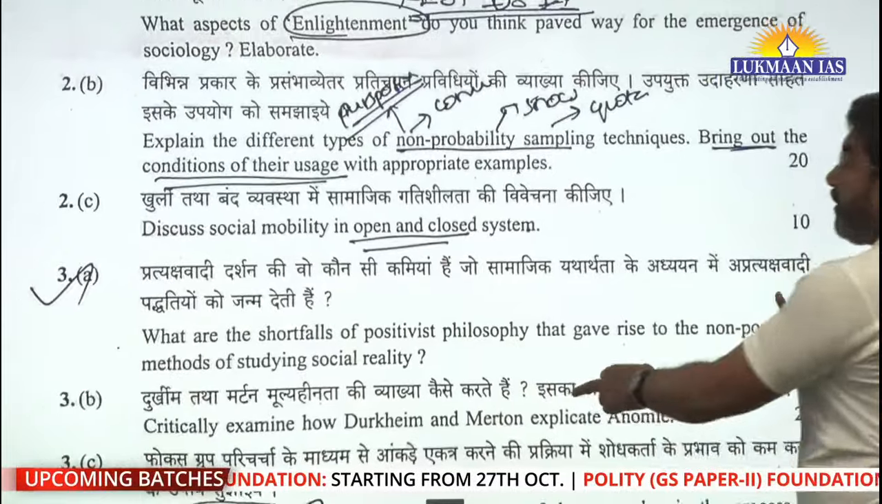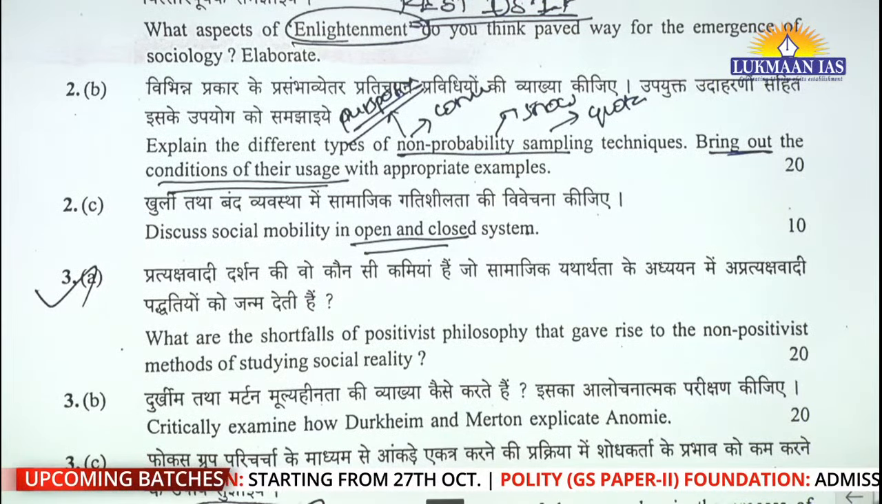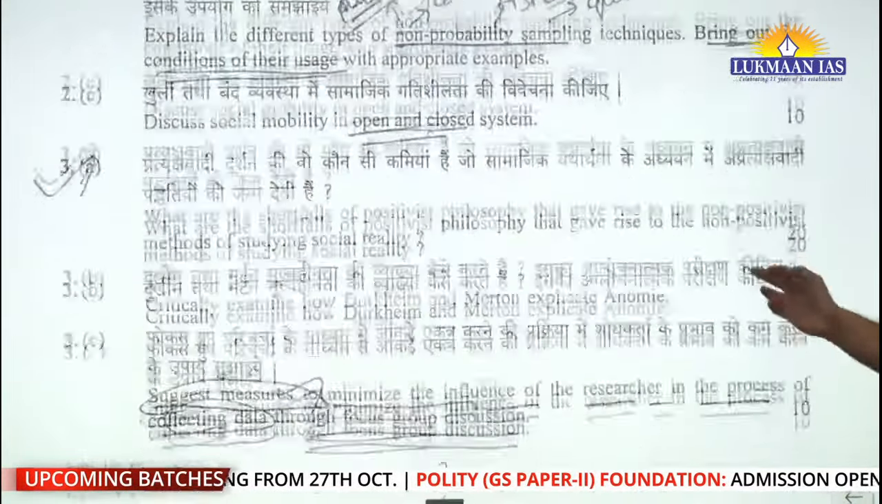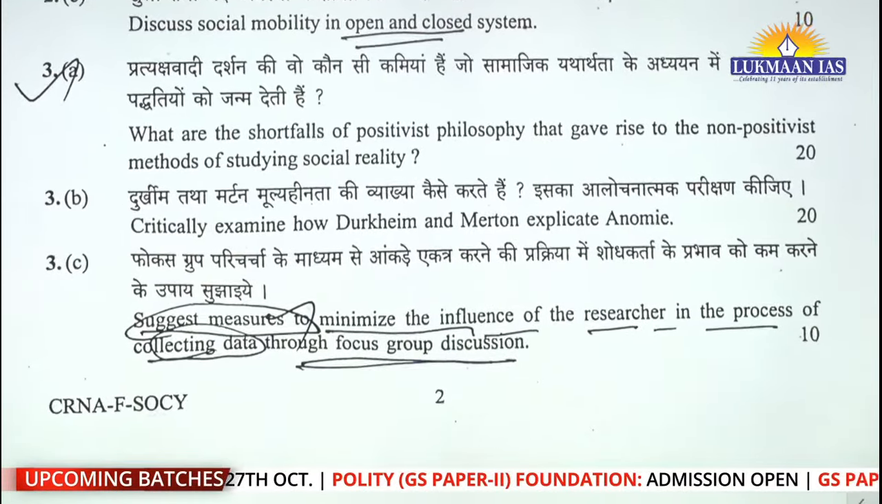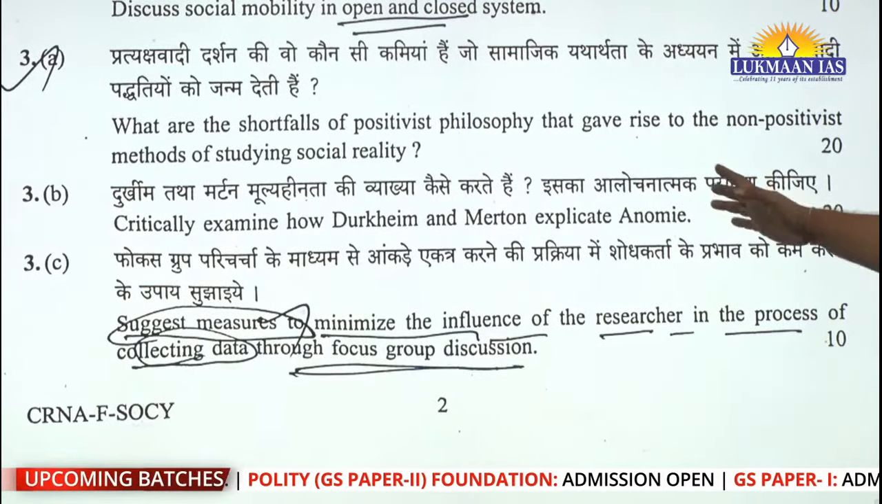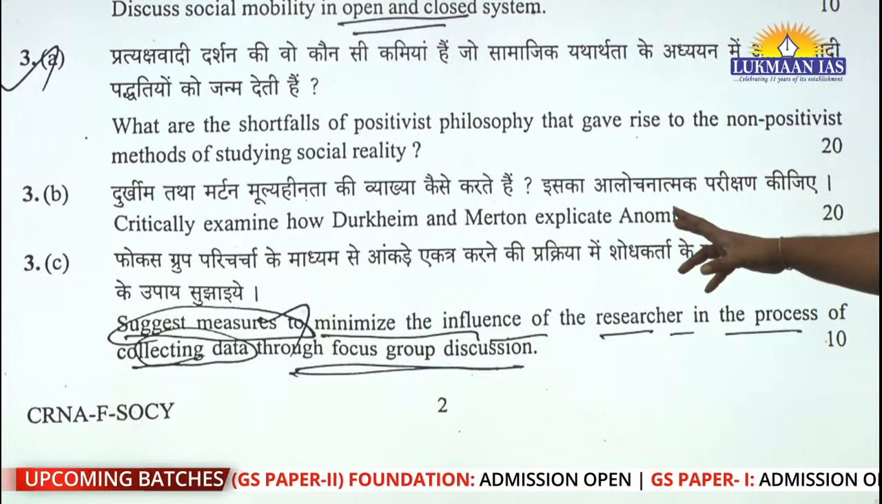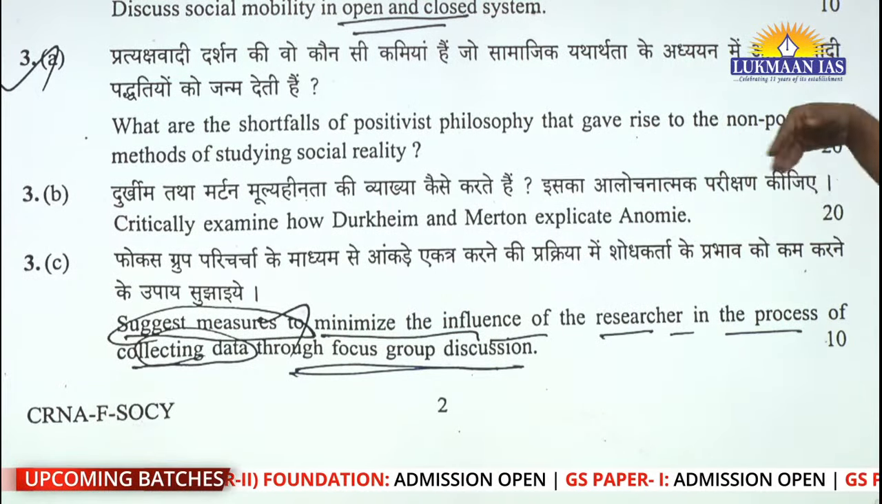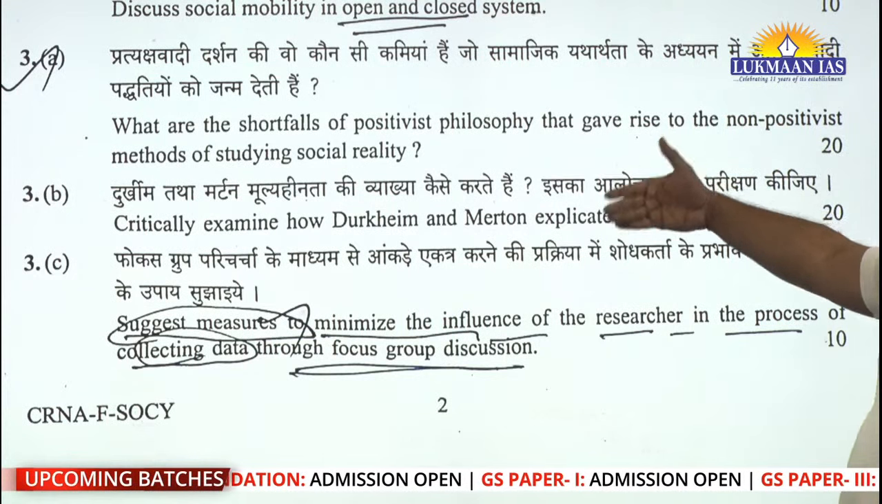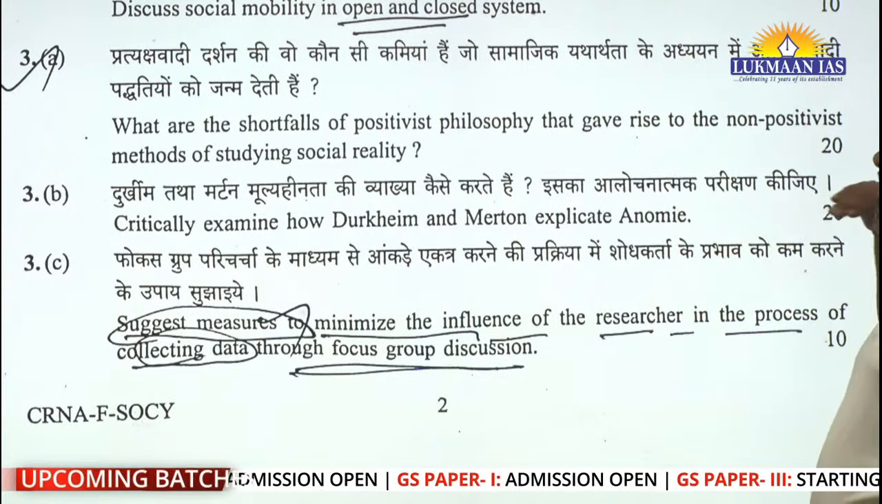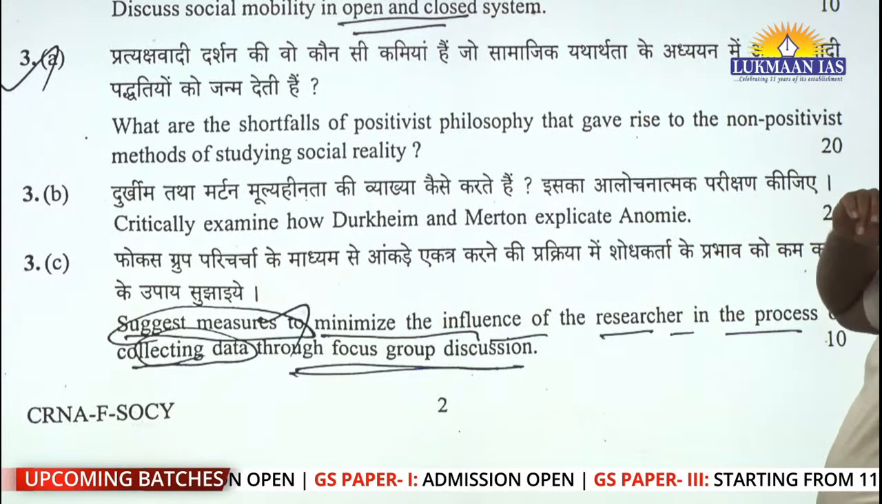So what are the shortfalls of the positivist philosophy that gave rise to the non-positivist methods of understanding social reality? It is one of the straightforward questions, and I told you this section 1 is relatively easier or relatively straightforward when we compare it with section 2.